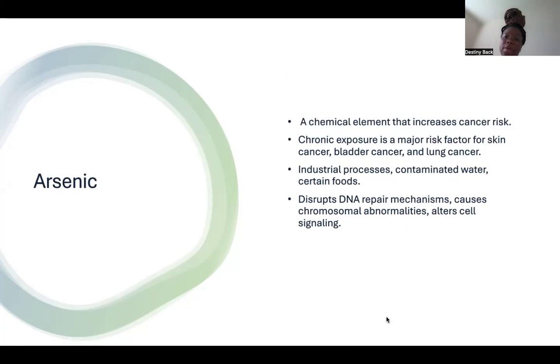Arsenic is a chemical element that increases cancer risk as well. Chronic exposure is a major risk for skin cancer, bladder cancer, and lung cancer. Industrial processes and contaminated water and certain foods are usually the source of arsenic, and it disrupts DNA repair mechanisms, which causes chromosomal abnormalities and alters cellular signaling.